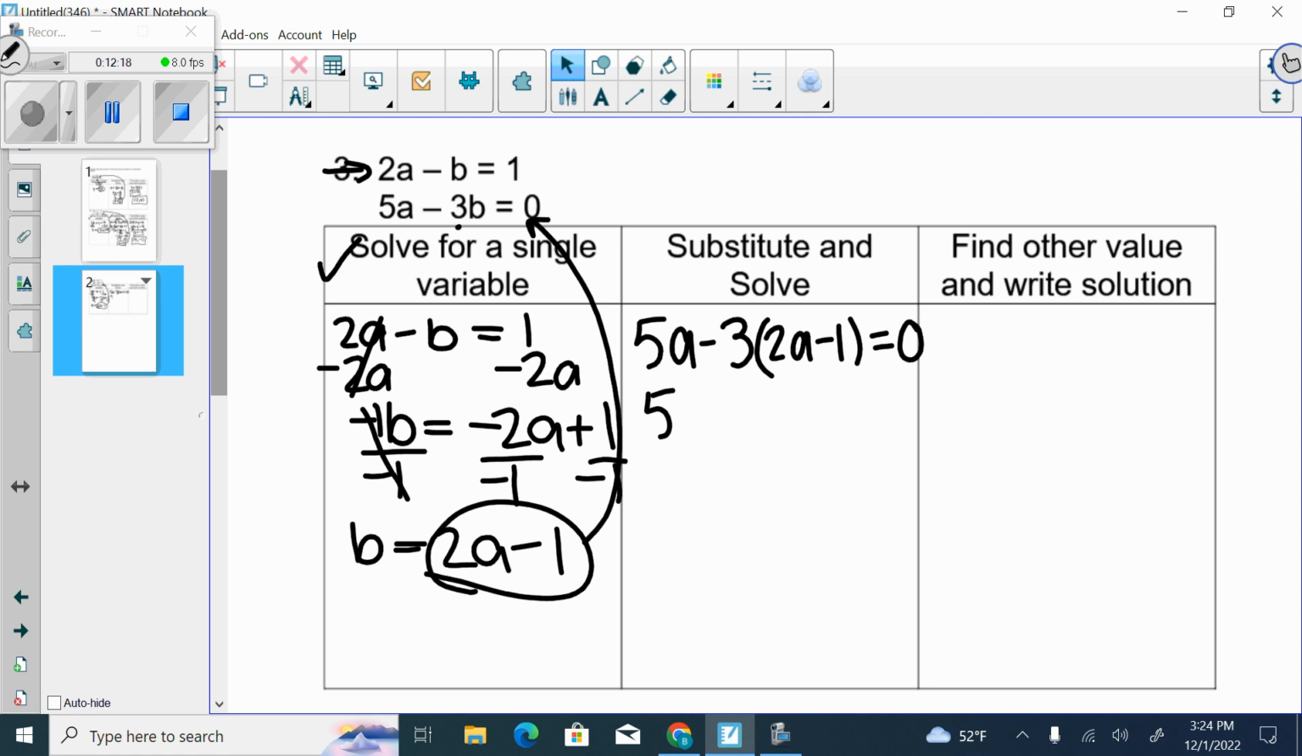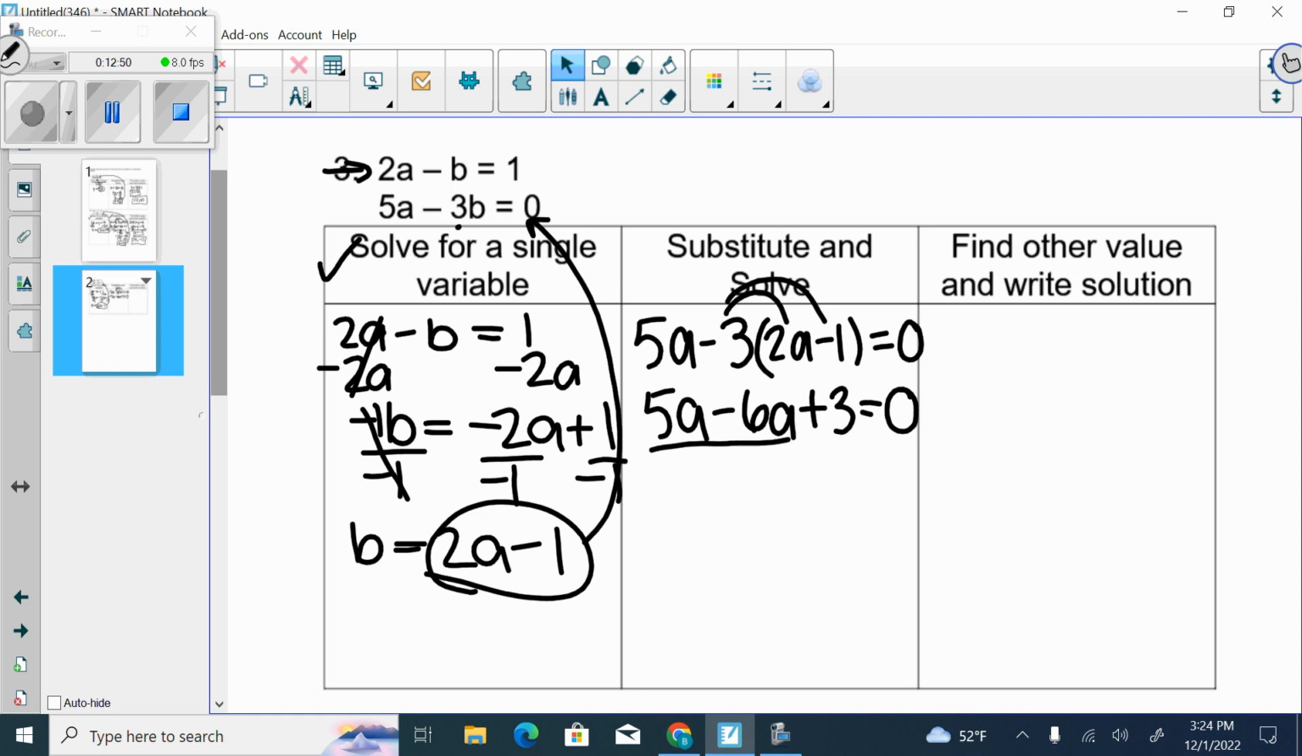So I've got 5a that I'm just going to bring down. What is negative 3 times 2a? Good. So I got negative 6a. And negative 3 times negative 1, positive 3, equals 0. All right, now before I move anything to different sides, do you guys see anything that's the same on the same side? Yeah, so what can we put together?